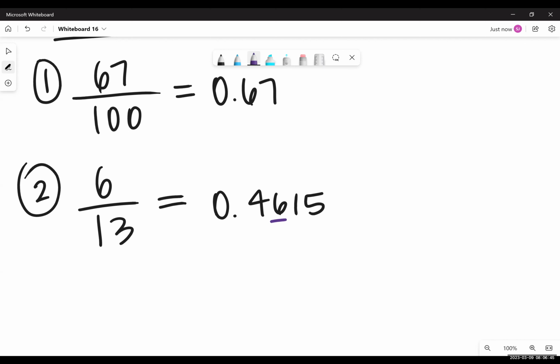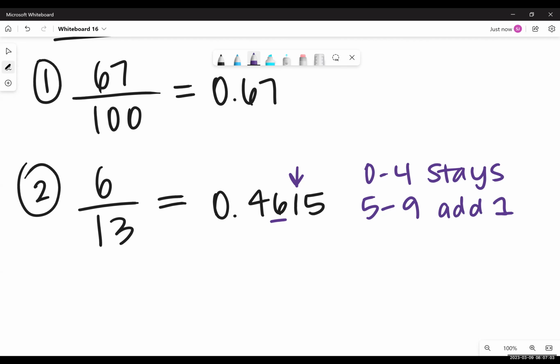Well, technically you round it regardless, but is it going to stay the same or is it going to go up? What you do is look at the number directly next to it. If you have 0 through 4, the one that's underlined just stays. And if you have the number 9 through 5 next to it, you add 1 to the underlined number.